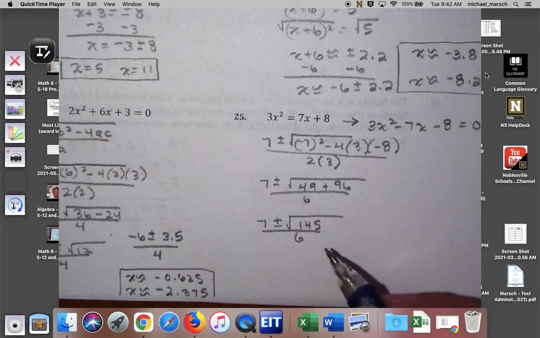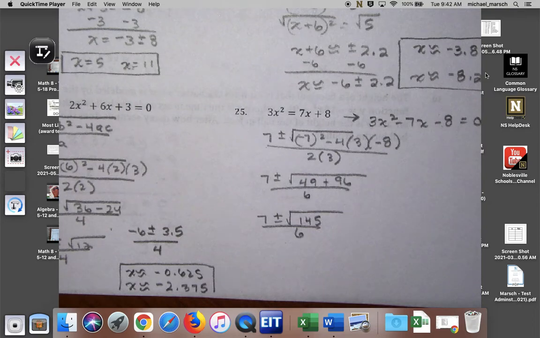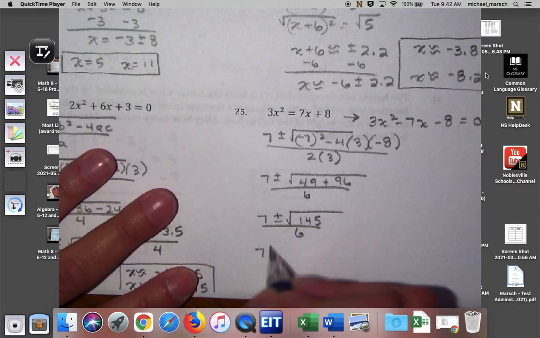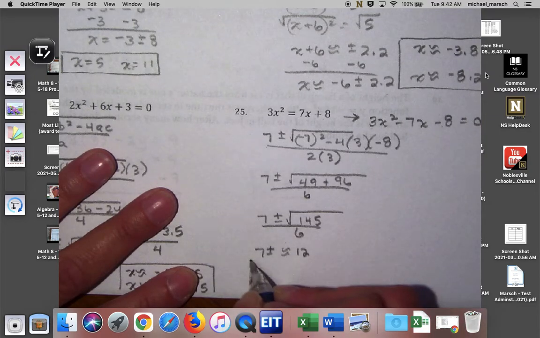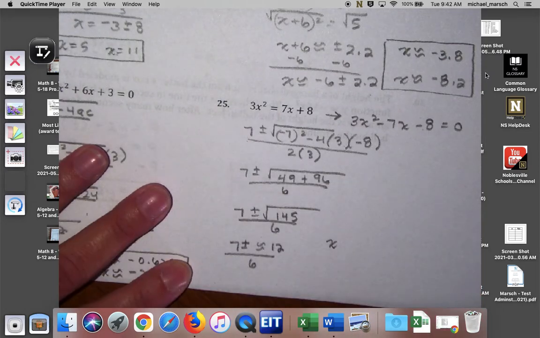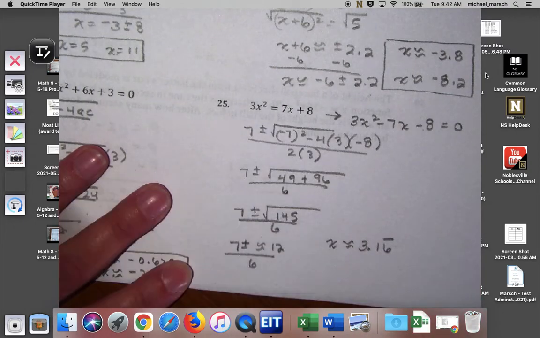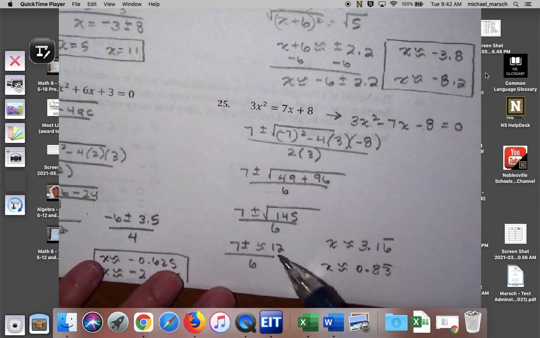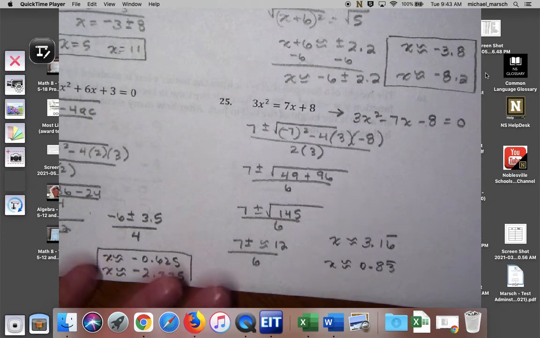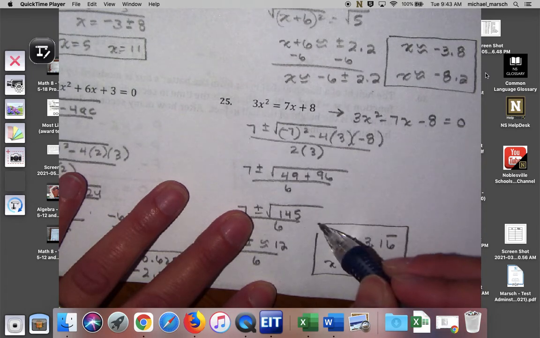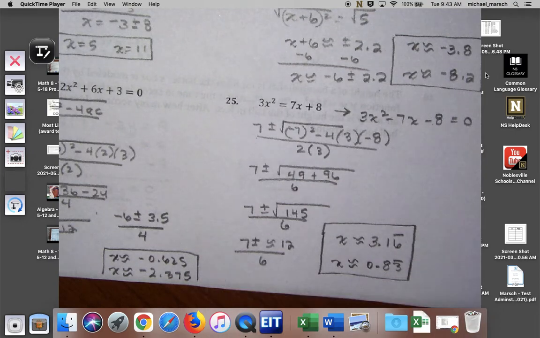The square root of 145 is like 12.0 something. Here, hold on. 145, square root, it's like 12.04, so we can't even round it up to 12.1. So we're going to say 7 plus or minus about 12 divided by 6. So when I add the 12, I get 19 divided by 6, which is going to give me about 3.16 repeating. And when I subtract, I get negative 5 divided by 6. Gives me about negative 0.83 repeating. And the reason I have to still use about is because, remember, this isn't exactly 12. It's kind of 12. We just couldn't round it up to 12.1. So here are my answers. All right, last page, moving right along.